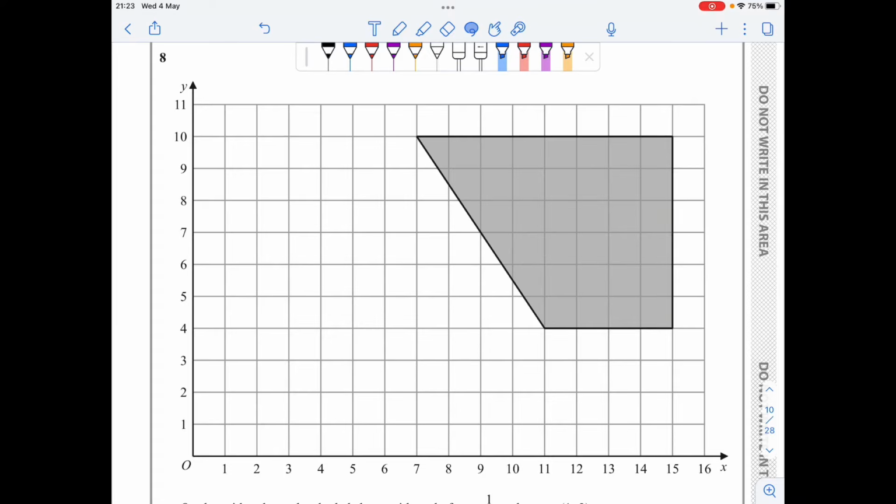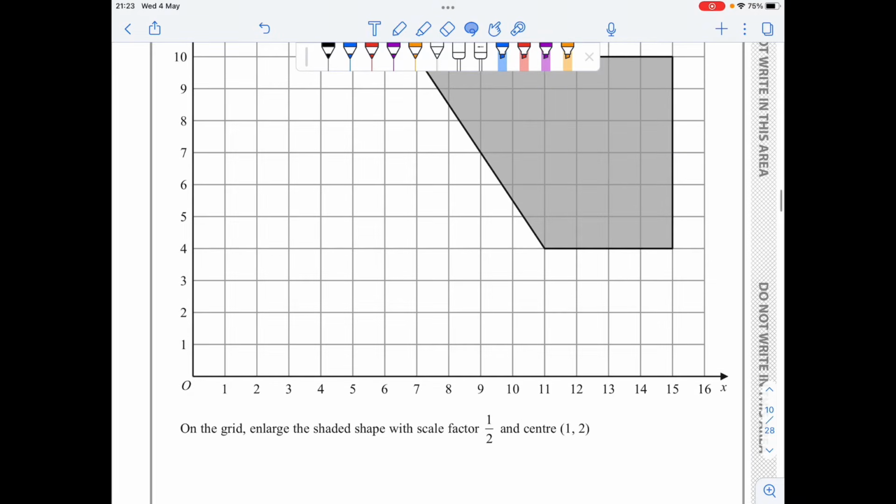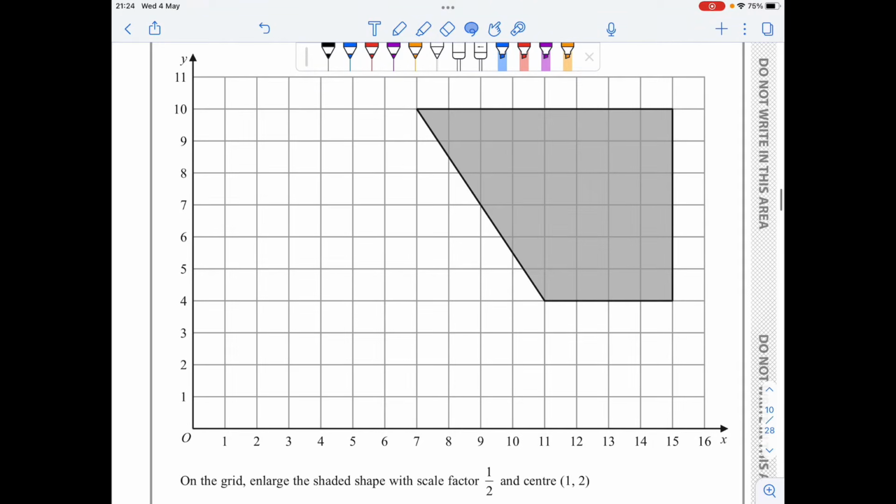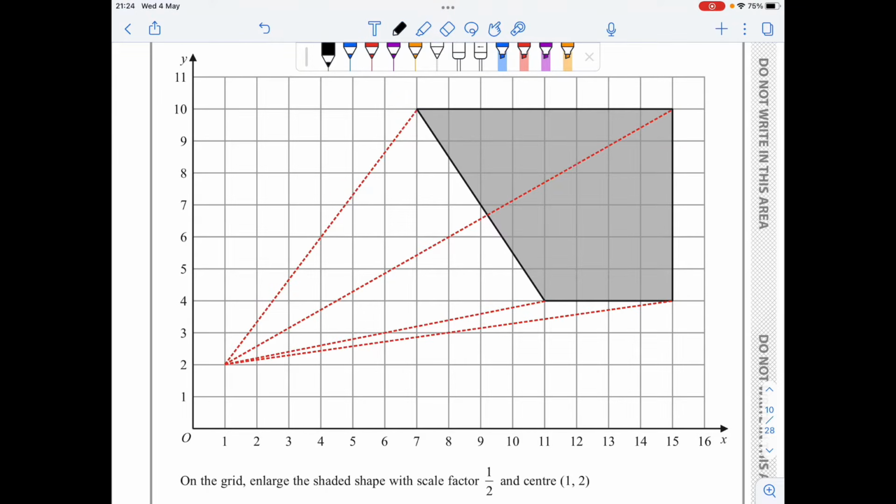In question 8, I'm given this trapezium and I need to enlarge it by a scale factor of 1/2 and center 1, 2. Now what I'll do at the beginning is join each of these corners to the center, which is 1, 2. The next step that I will do is to find the midpoints of those lines. The reason I'm going to find the midpoints is that the scale factor is 1 over 2, so I need to cover half the distance from the center.